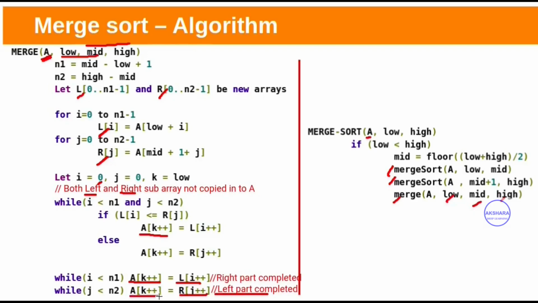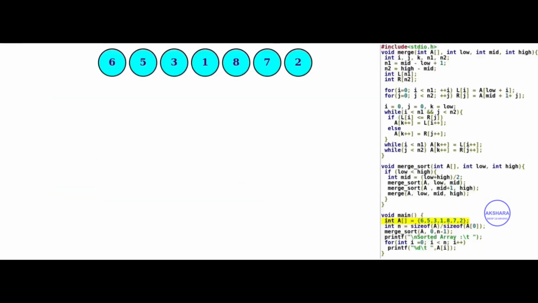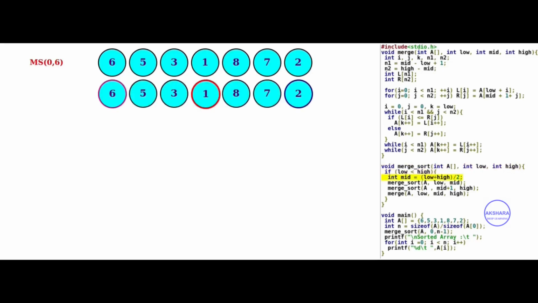Here I am taking this array 6 5 3 1 8 7 2. Here n is the array size. This method function will be called with lower bound 0 and upper bound n minus 1. So low will get 0 and high will get 6. Here low 0 is less than 6, so this if condition is satisfied. So mid will be calculated.